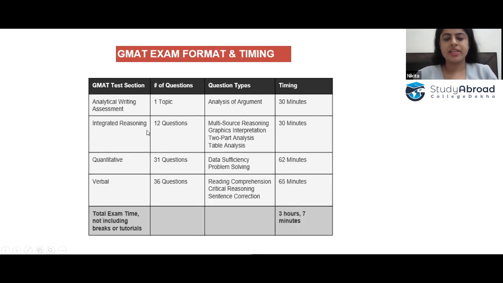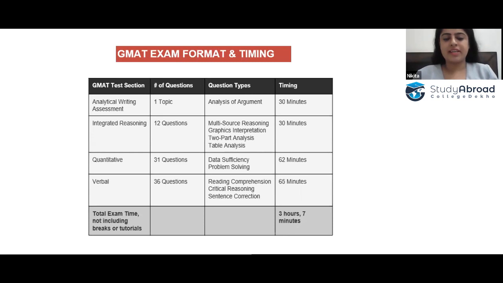The second section is Integrated Reasoning. You get 12 questions on it. The question types are mentioned over here, and the time that you get on Integrated Reasoning is again 30 minutes. The third section is Quantitative. You get 31 questions on it, and you get 62 minutes to solve this section.